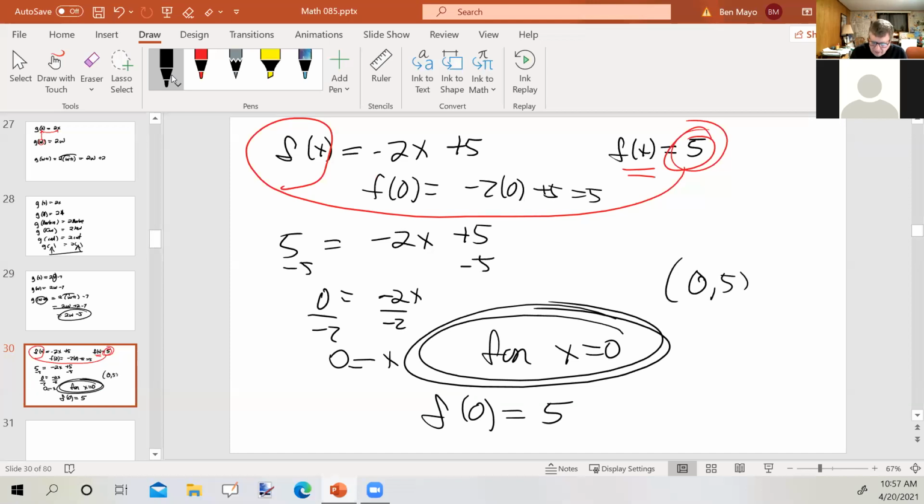That's like saying we have an ordered pair. We know the y value is 5. What's the x value? So you take the y value, put it in the place of y, or f of x, same thing, to find out what x is. Okay, let's do another one of those.